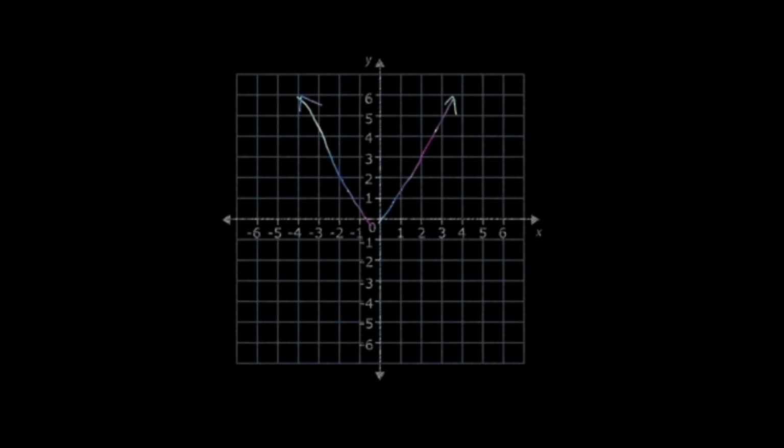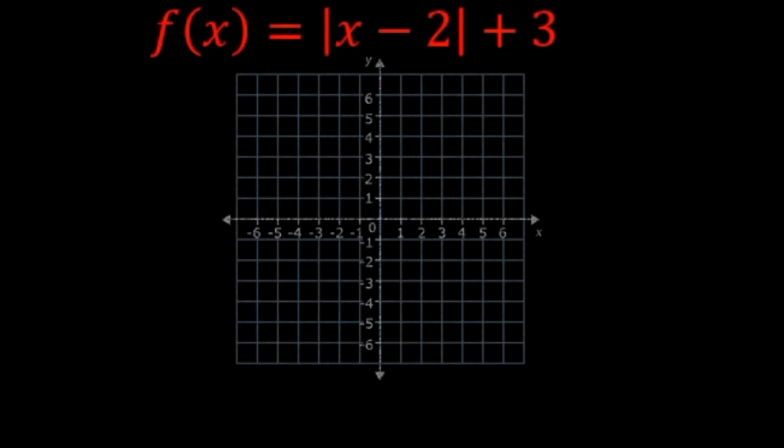The general shape for the graph of f of x is equal to modulus x is just in simple terms a v. Now graph f of x is equal to modulus x minus 2 plus 3. Just kidding. There's a trick.